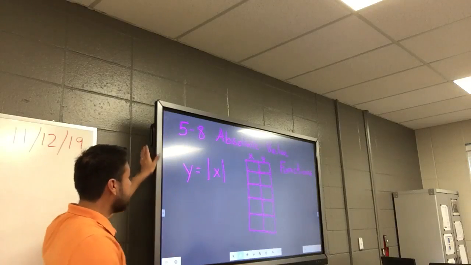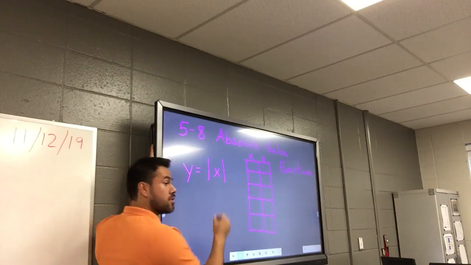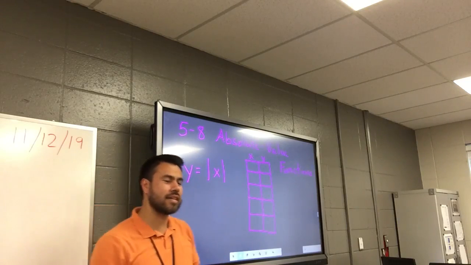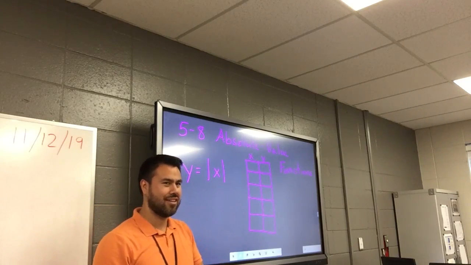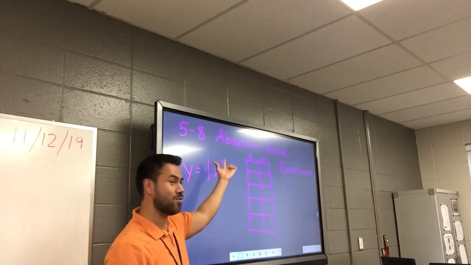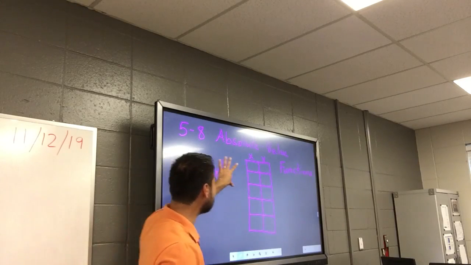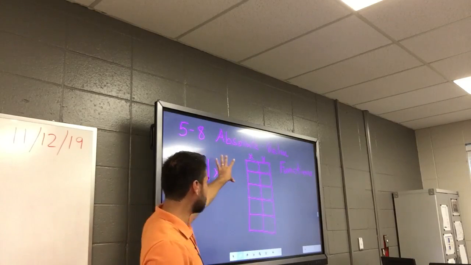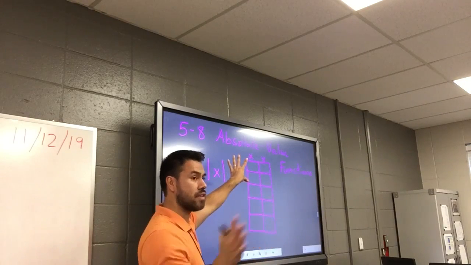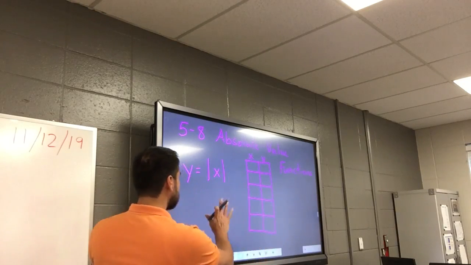Okay, when we're dealing with an absolute value graph or absolute value function, you know what gives it away that it's an absolute value function? It has absolute value symbols. Okay, so right here, this is the most basic one you can get, and you get varieties of these functions. So let's start with the most basic one.